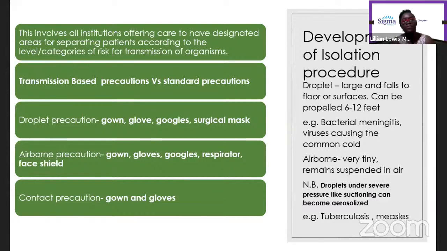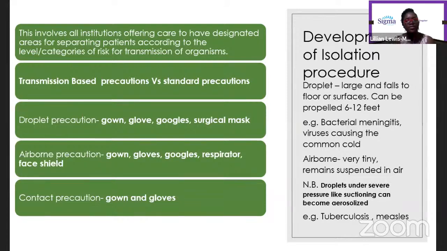So this is where you'll look at what you're going to be coming in contact with, and what organism might be presenting, so you know what you're going to need to use, and what precautions you need to put in place to protect yourself. All right. So there's droplet precaution, where you will use your gown, your glove, your goggles, your surgical mask. There's airborne precaution, where you're using your gown, your glove, your goggles, your respirator, your face shield. And there's contact precaution, where you have the gown and the gloves.